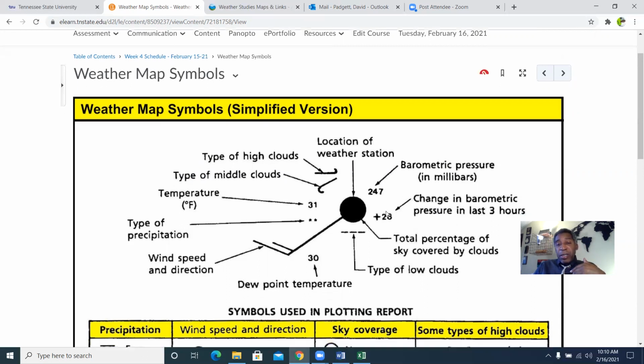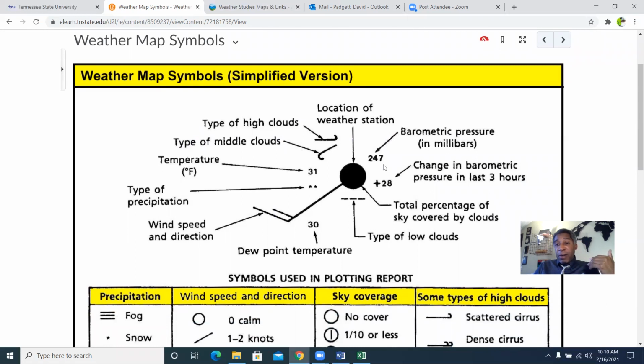What you see here is a truncation of the barometric pressure reading. In most cases, normal barometric pressure is around 1,000 and some millibars. To simplify things, the leading 1 and 0 is left off. So this is actually 1,024.7 millibars. That's how you would read that.